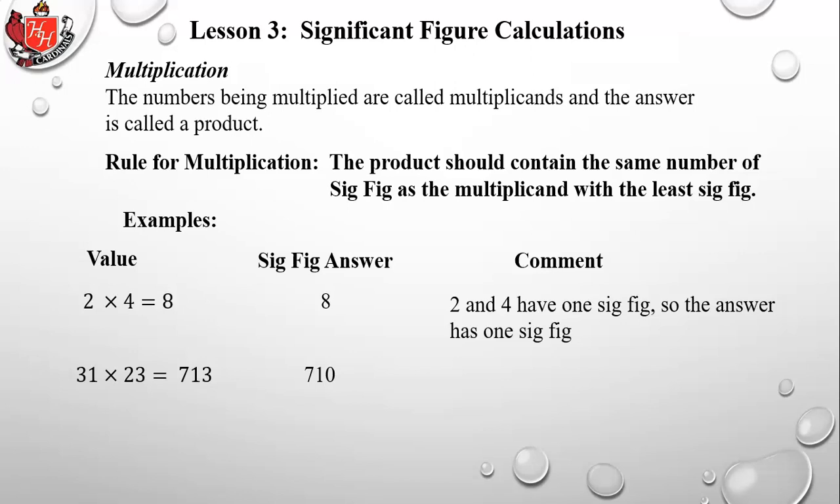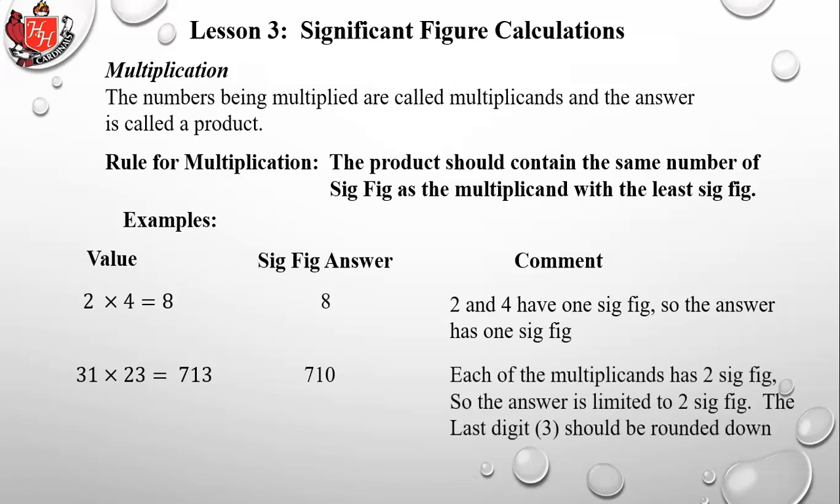It's just a matter of the precision. That's showing too many digits of precision, 713 is. So you are simply going to round that 1. Using the 3, you're going to round the 1. And since a 3 is going to round back down to the 1, then you have 7 and a 1, and that 3 turns into a 0. All right, this is maybe the trickiest one that you're going to see. Each of the multiplicands has 2 sig fig, so the answer is limited to 2 sig fig. The last digit 3 should be rounded down.